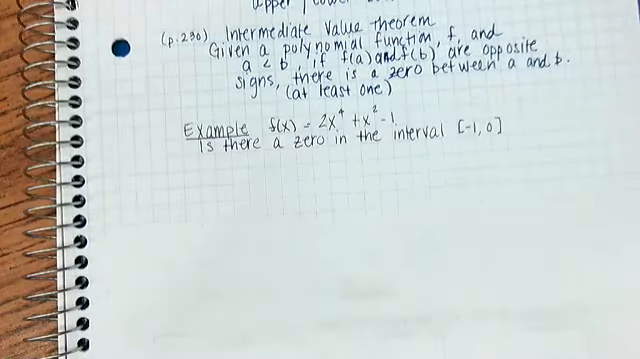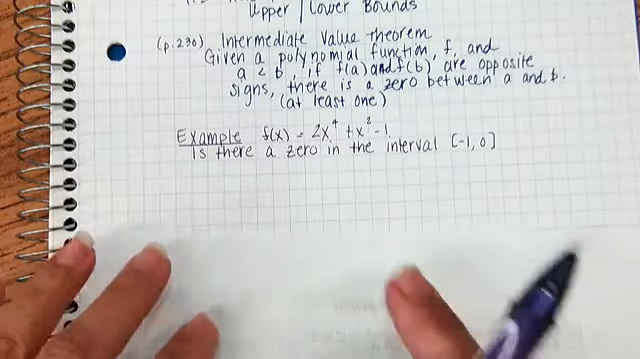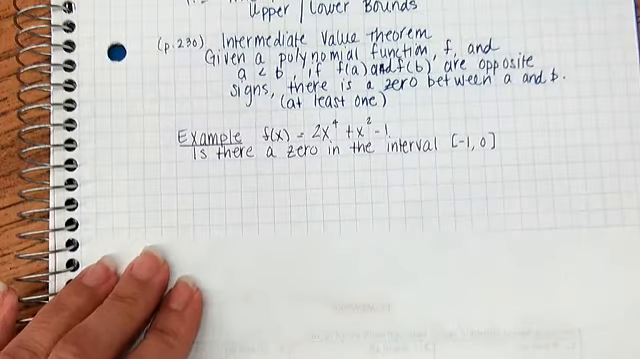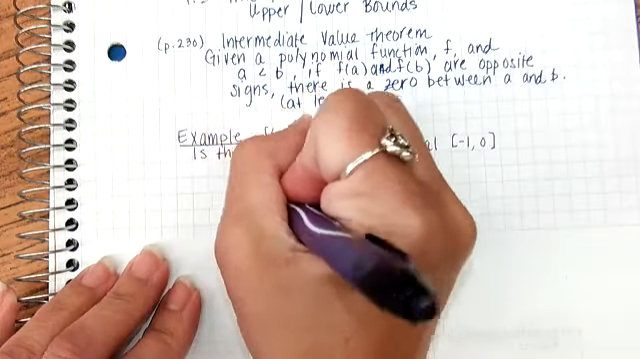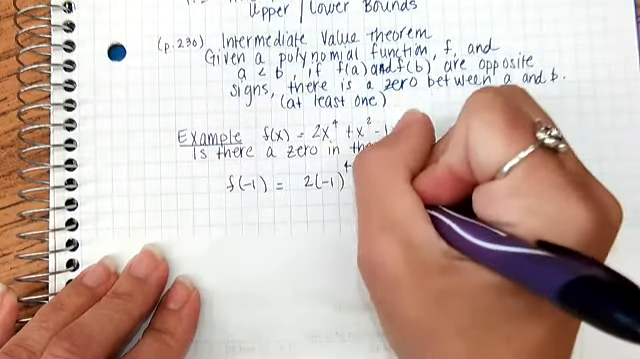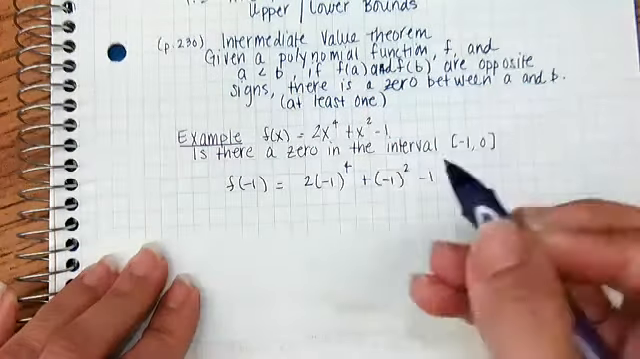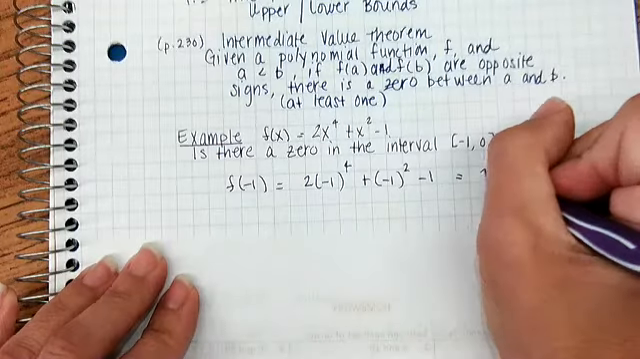So, for example, you're given f of x equals 2x to the fourth plus x squared minus 1. And I want to know, is there a 0 in the interval between -1 and 0? How am I going to check? I'm going to plug in f of -1, and you can do it by straight substitution or by synthetic substitution. That doesn't matter. That's going to be 2 plus 1, which is 3, minus 1, which is 2.